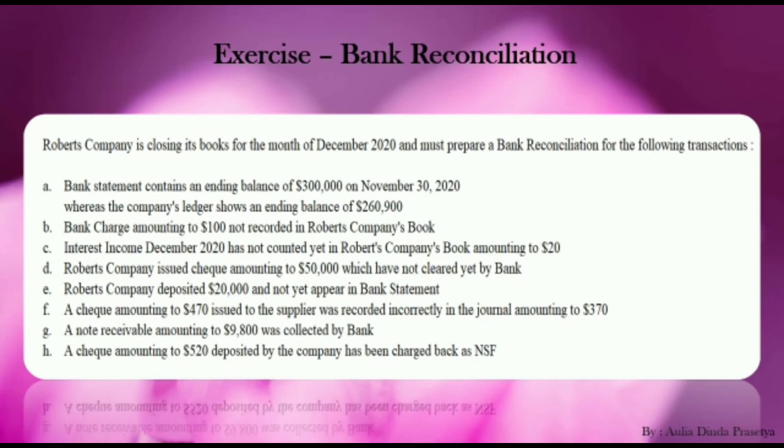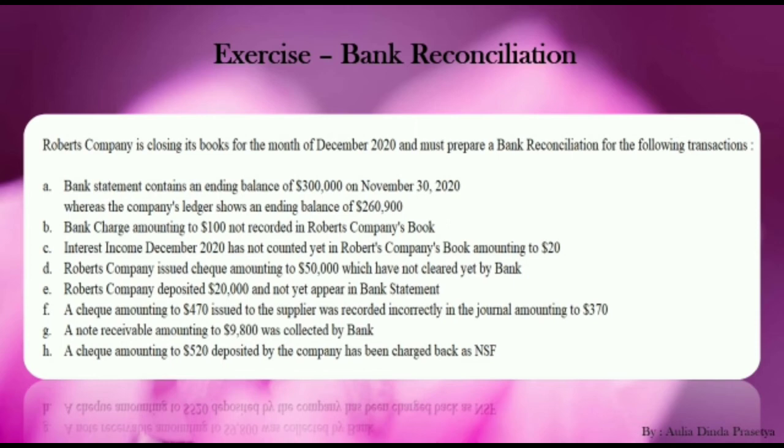Exercise: bank reconciliation. Robert's company is closing its books for the month of December 2020 and must prepare a bank reconciliation for the following transactions. A. The bank statement contains an ending balance of $300,000 on November 30, 2020, whereas the company's ledger shows an ending balance of $260,900. B. A bank charge amounting to $100 is not recorded in Robert's company's books.